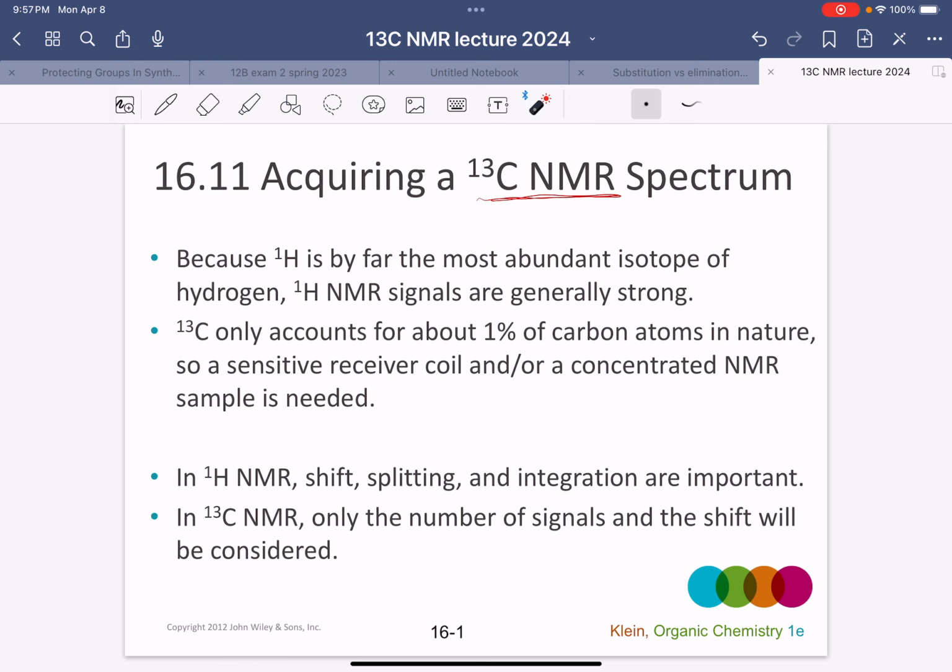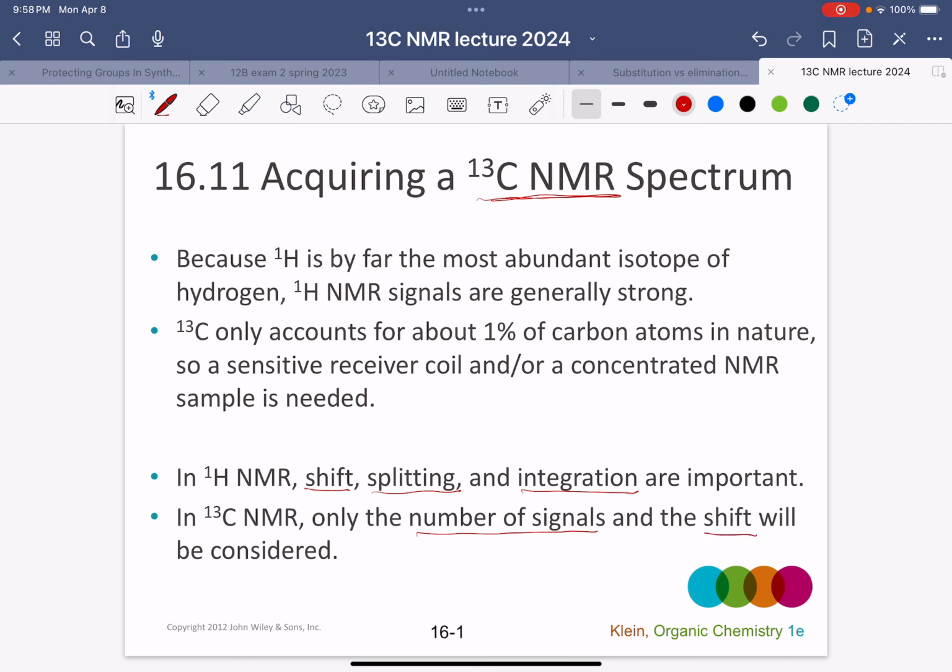So the sensitivity is a big difference between proton and carbon-13 NMR. We also have some of the features of the spectrum. When we analyze the spectrum, those will be different as well. For example, in proton NMR, we of course have the chemical shift, splitting, and integration. And those of course give us the chemical environment for the shift, how many nearby protons there are for the splitting, and the relative numbers of protons for the integrals. But in carbon-13 NMR, we're only going to look at the number of signals and the chemical shift.